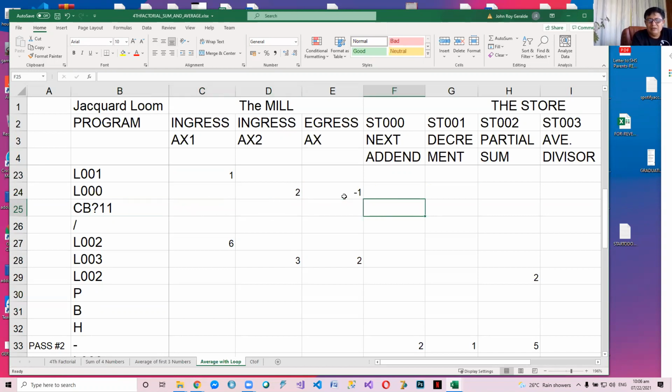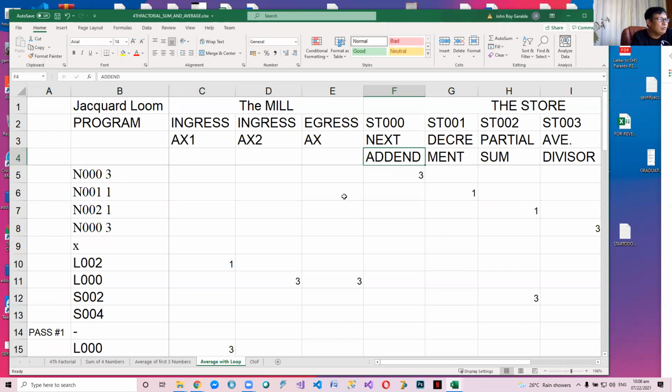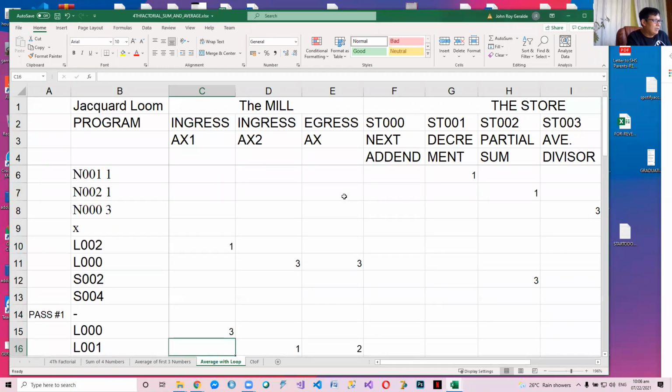Okay? Do you follow? Please look at the source. I cannot open the source from my end. I'm sorry. We just have to believe me that a set will be done if they have 1 minus 1, or 1 minus 2, when the sign of the ingress axis and the egress axis are not the same. Okay? This is the average of the first 3 numbers. Let me erase this. We'll stop here for now.